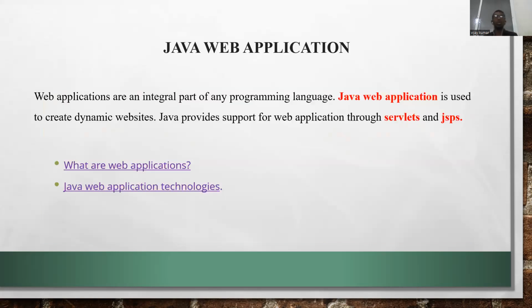Now, Java web applications. In the previous slides I discussed web applications. Now Java web application means, what is the main purpose of Java in a web application? It creates a dynamic website, a dynamic application. Web applications are an integral part of any programming language. Java web applications are used to create a dynamic website. So Java provides support for the application through a servlet.